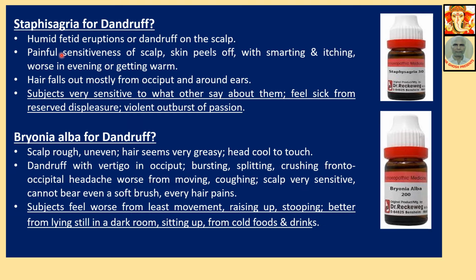Staphysagria for dandruff. Humid, fetid eruptions or dandruff on the scalp. Painful sensitivity of scalp. Skin peels off with smarting, itching. Worse evening and getting warm. Hair falls out mostly from occiput around ears. Subjects very sensitive to what others say about them. Feel sick from suppressed displeasure. Violent outburst of passion. These are general symptoms.